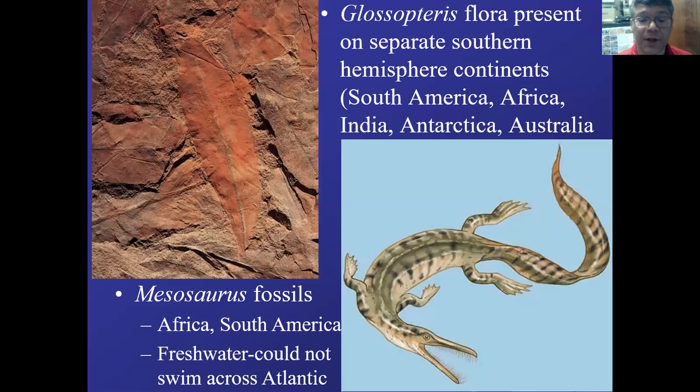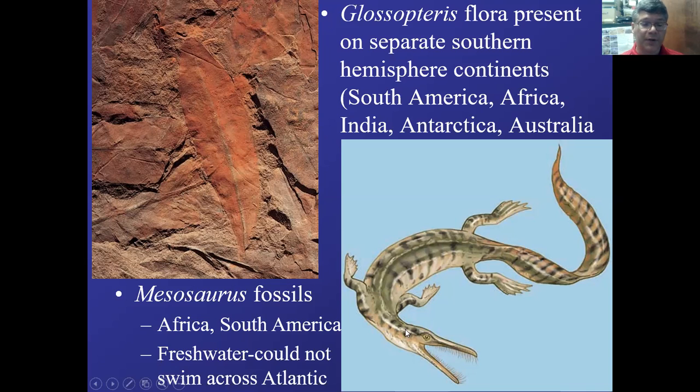Here are a couple of examples of key fossils. This leaf here is known as Glossopteris, from a distinctive type of fossil tree. And leaves like these are found in South America, in Africa, India, Antarctica, Australia. Trees are not great swimmers, and so the fact that these leaves are found on these different continents strongly supports past connections of some sort.